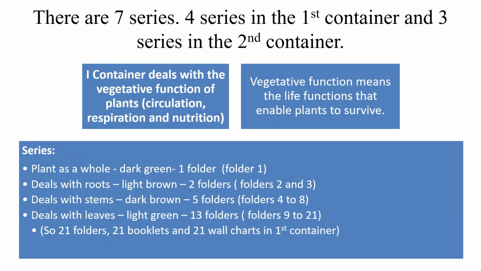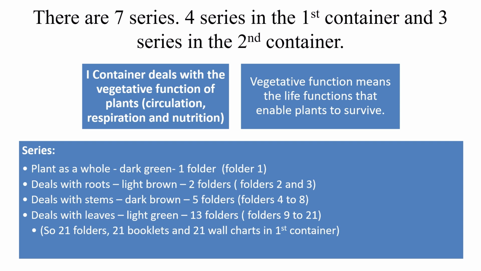There are 7 series, 4 series in the first container and 3 series in the second container. The first container deals with the vegetative functions of plants, that is circulation, respiration, and nutrition. Vegetative function means the life functions that enable plants to survive. The series are: plant as a whole is in dark green in the first folder. The second and third folders deal with roots and are colored light green.